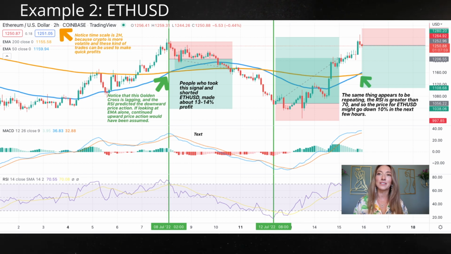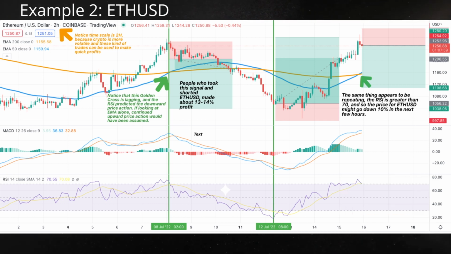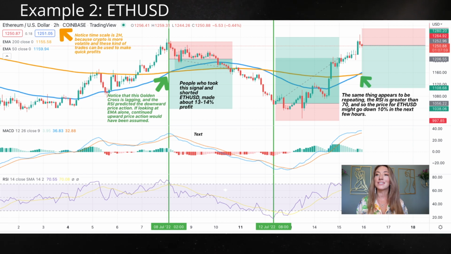The next example is going to come from cryptocurrency, and you can see that I changed the time scale to 2 hours instead of 4 because crypto moves faster. You can see when Ethereum was overbought on July 22nd, it would have been a great time to sell, and you could have made a 13 to 14% profit. You can notice that there was a golden cross, a lagging indicator, whereas the RSI is conflicting yet again, signaling an overbought signal, which is a sell signal.